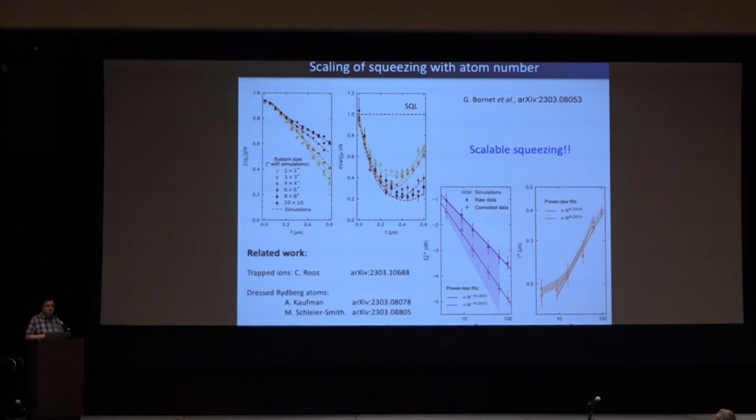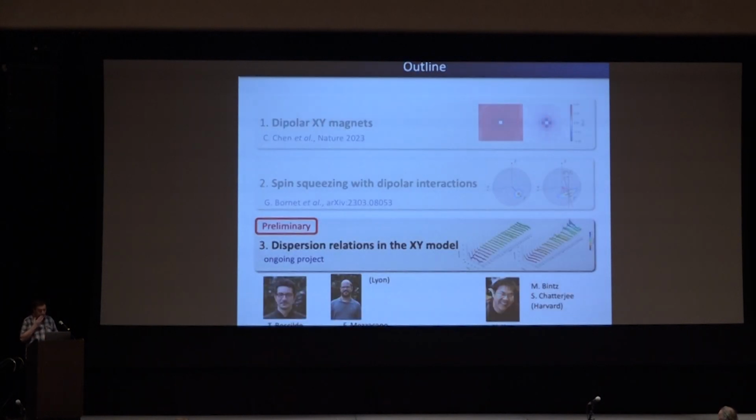And this is something that is very timely because at the same time that we were doing these experiments, other groups obtained similar results. In particular, the group of Christian Roos using trapped ions, and also with Rydberg atoms in the group of Monika Schleier-Smith's. Alright, so this was everything for the spin squeezing.